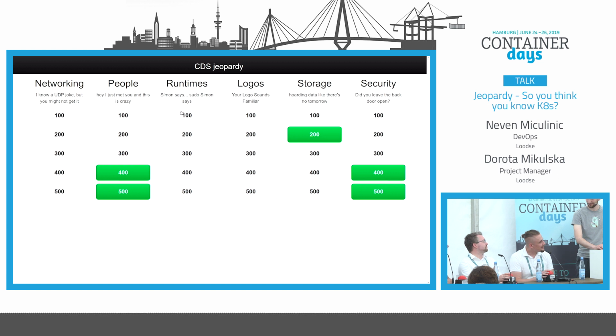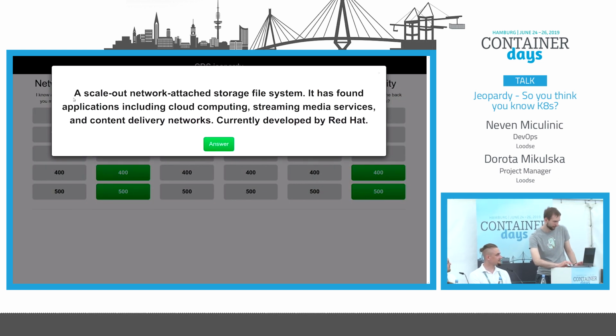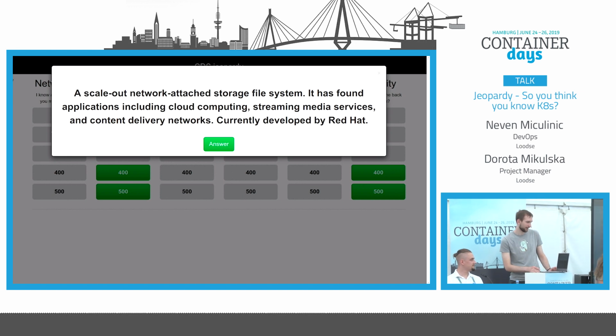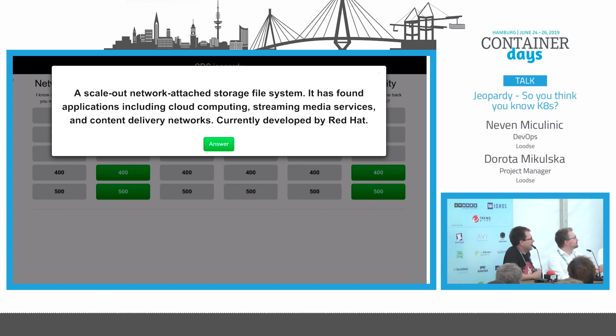So, which category? Storage 200. A scale-out network-attached storage file system. It has applications including cloud computing, streaming media services, and CDNs. Currently developed by Red Hat. What is GlusterFS? Yes.